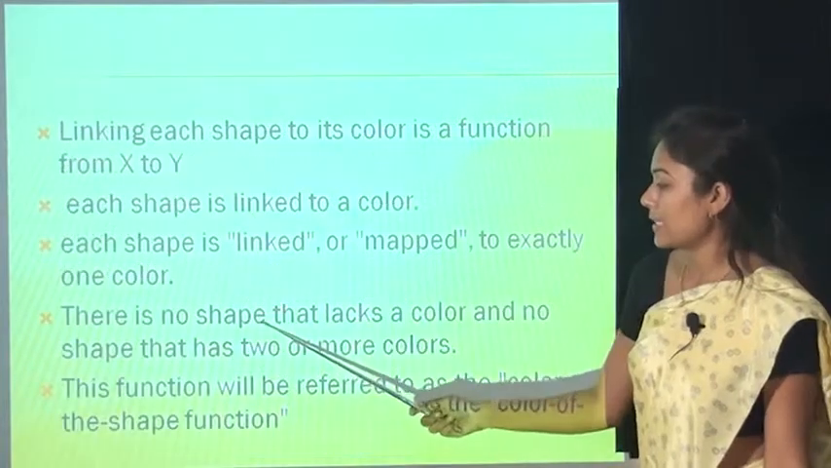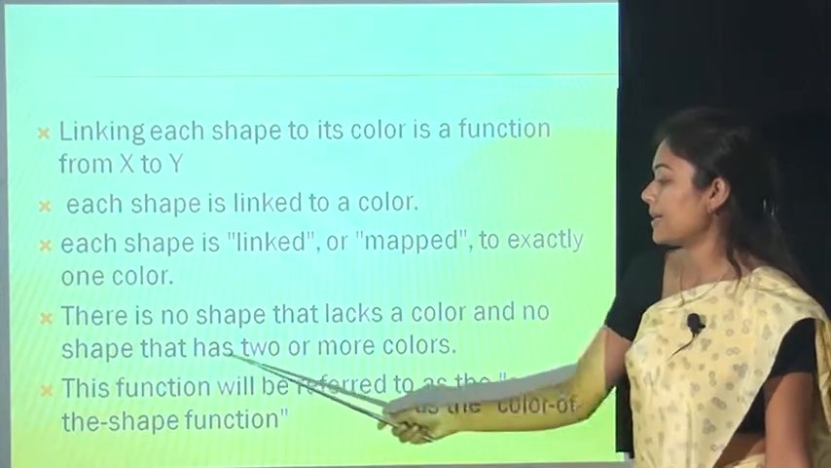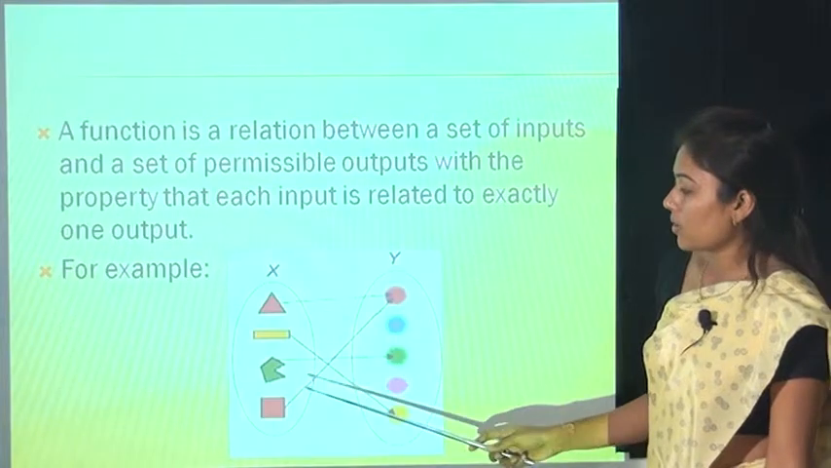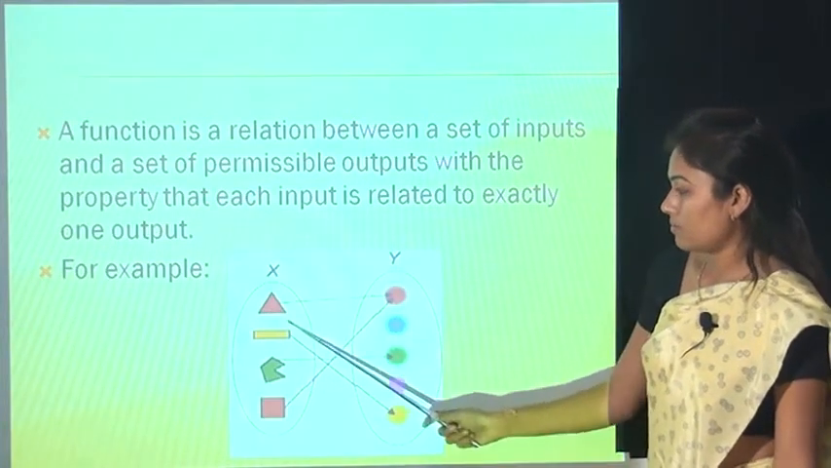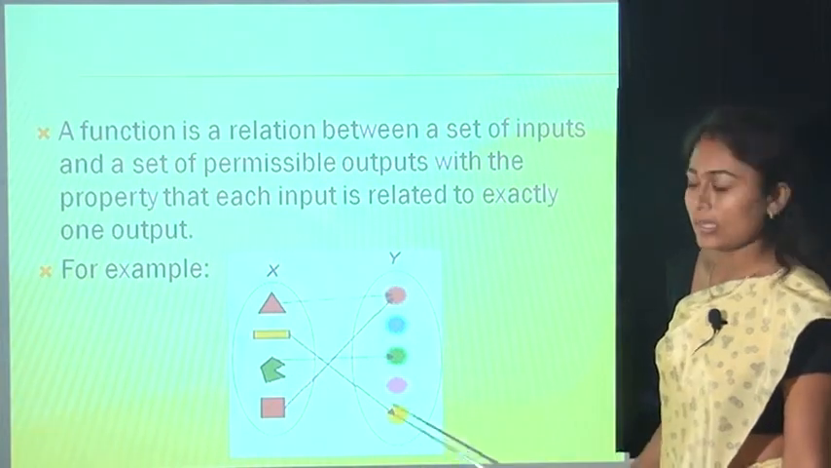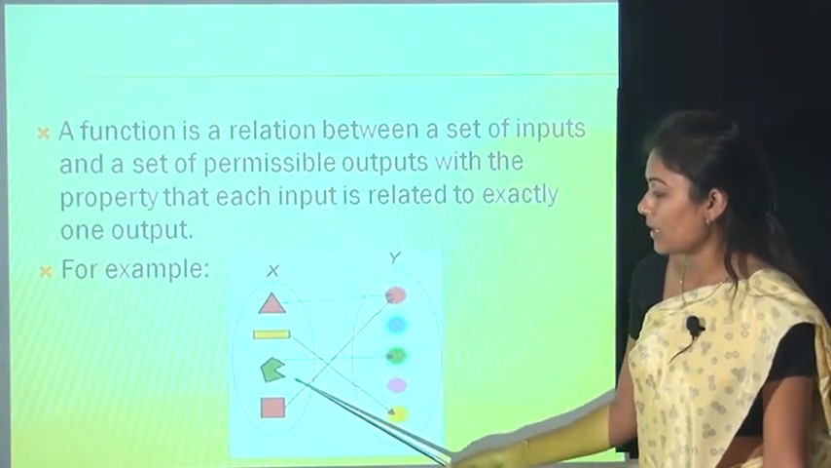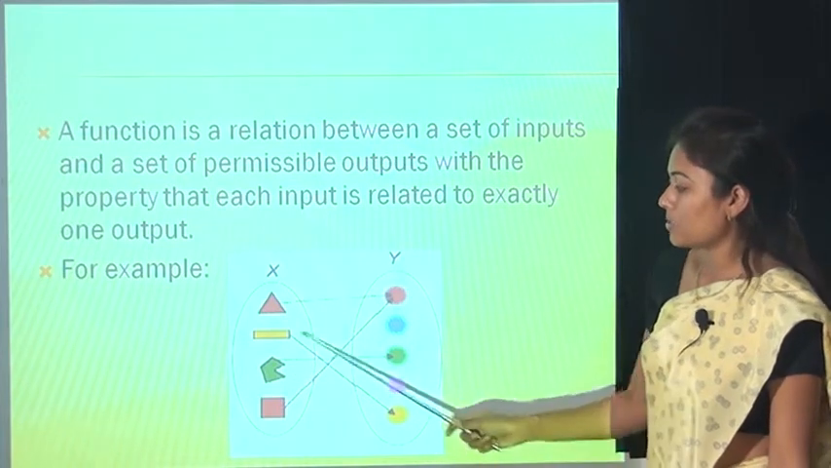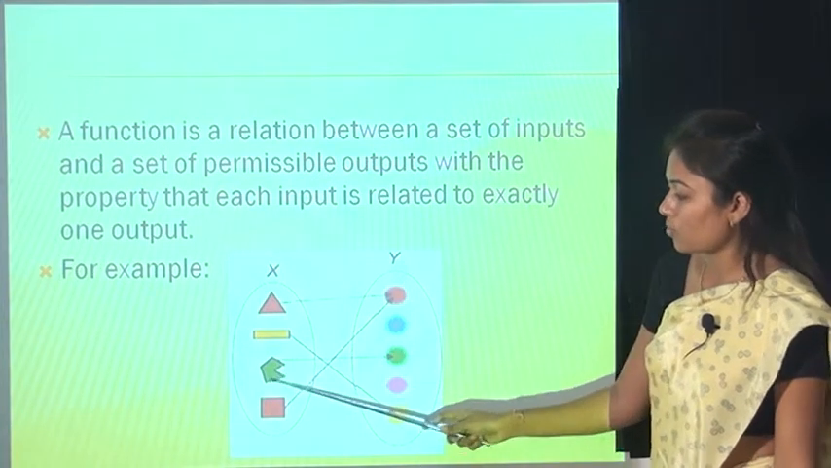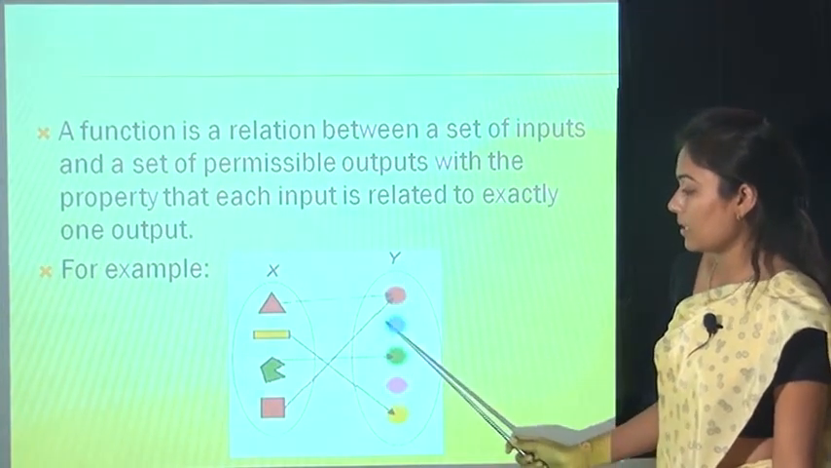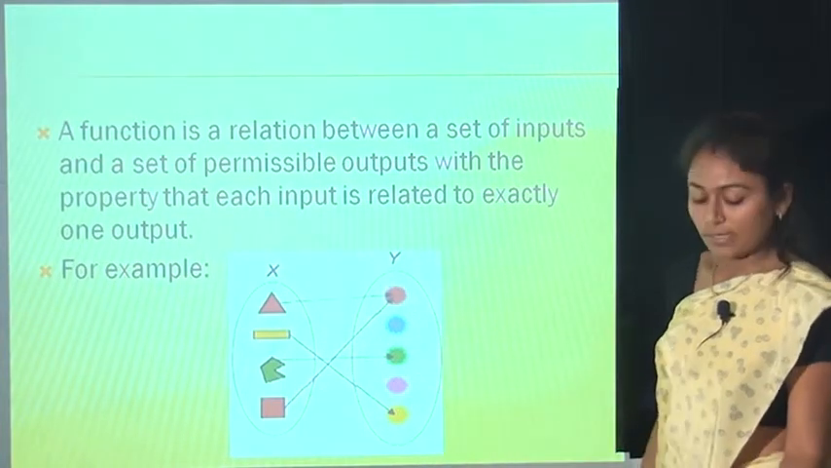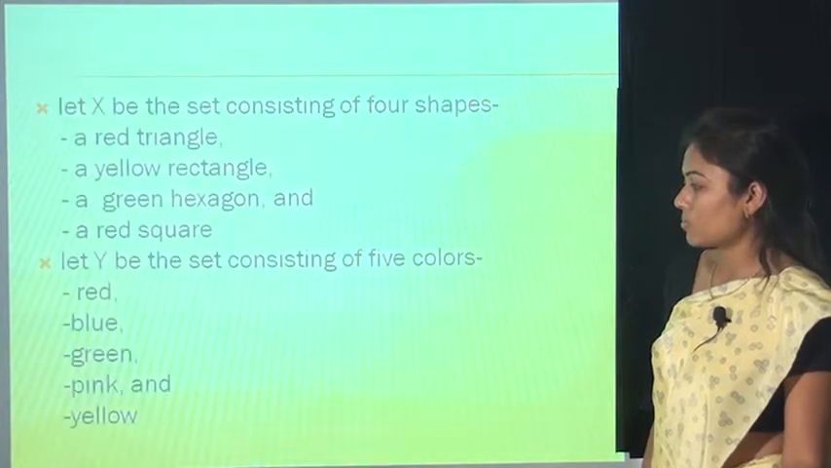Now there is no shape that lacks a color and no shape that has two or more colors. In the figure you can see that there are four shapes and there are four colors. Here you can see that there is no shape which is not linked to a color. You can see here four shapes and four colors. That means it is a function from X to Y.